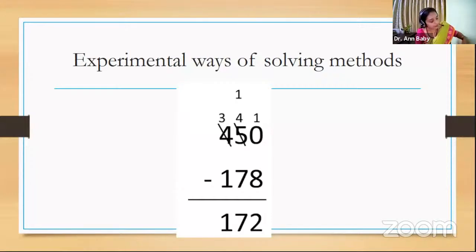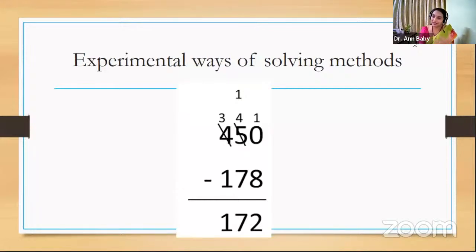Okay. Another experimental way of solving is when we do subtraction. My maths teacher in class 1 taught me you should always go from the left. And till now, all these many years, I always go from the left. I've never thought, what if I go from the right? I've never attempted to go from the right because my class 1 maths teacher told me never go from the right, go only from the left.